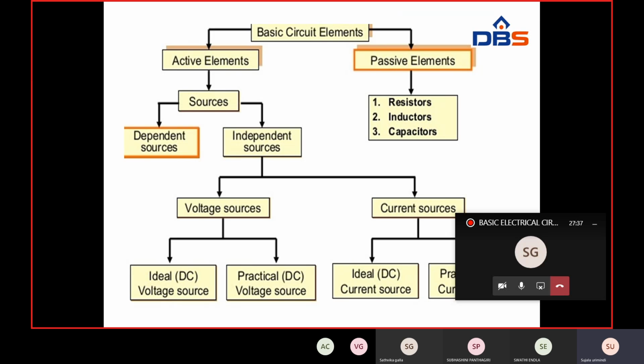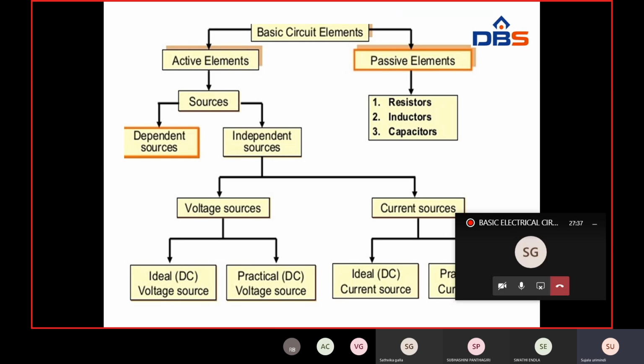Under dependent sources, there are the voltage controlled voltage source, current controlled voltage source, voltage controlled current source and current controlled current source. That means any source that depends upon another, controlled by another source, is called a dependent source. The next one is the independent source, which does not depend upon any other source. It is independent in nature. That means whatever the voltage increases to, the current will not depend upon that voltage; it will be maintained constant. That is the independent source.